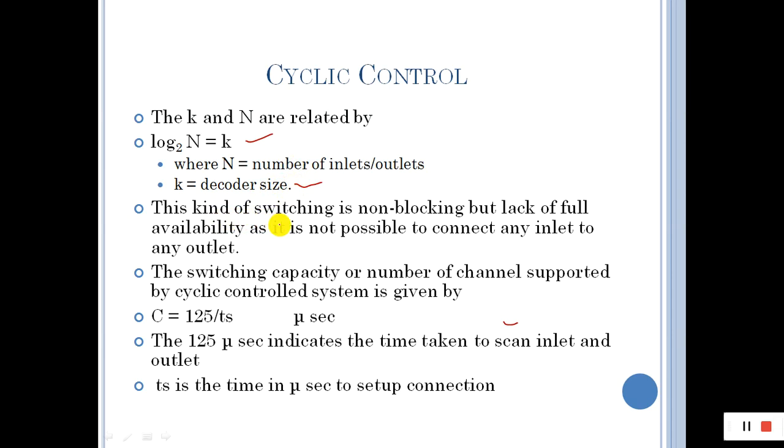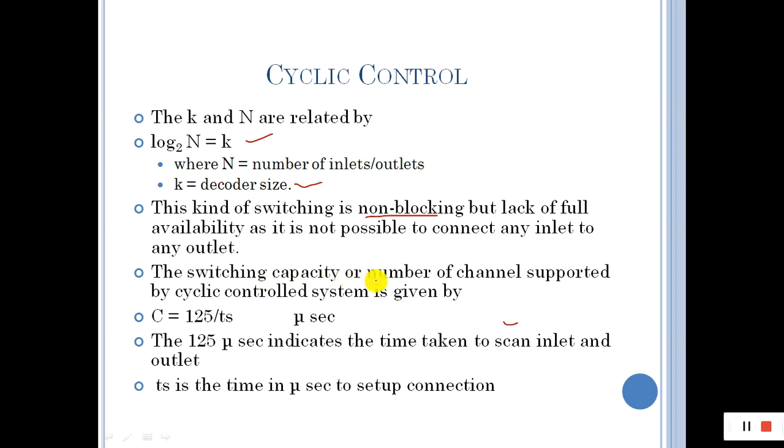This kind of switching is non-blocking, that is, we don't face any blocking, but there is a lack of full availability, as it is not possible to connect any inlet to any outlet. So this is non-blocking because the I-th inlets are connected to the I-th outlets in a cyclic manner, that is, 1, 2, 3, and so on. And it provides a lack of full availability in switching, that is, if one outlet is free or one inlet is free, then they cannot be used.